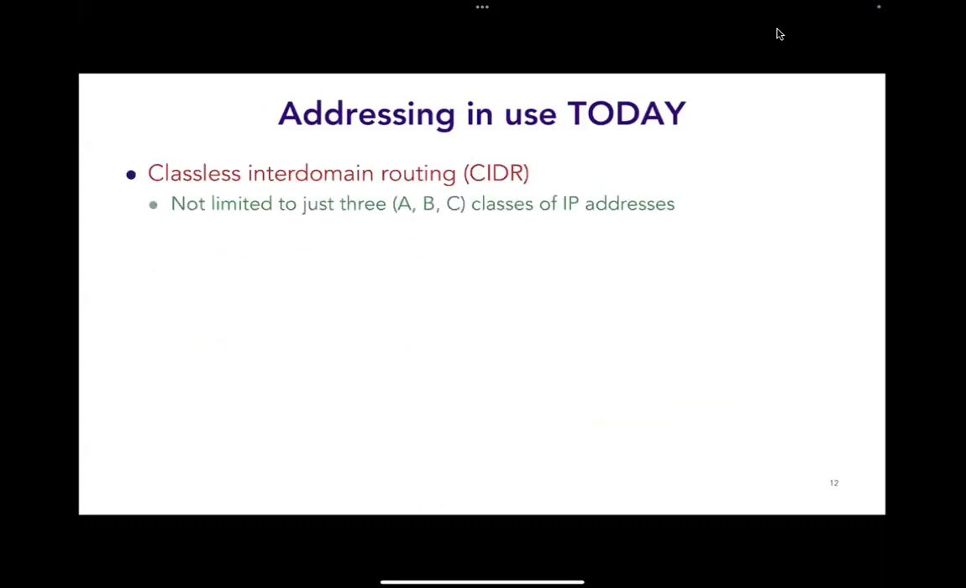Okay. So addressing which is in use today is classless interdomain routing. It's called classless interdomain routing. It is not limited to just 3 classes of IP addresses, which had 8 bits, 16 bits, and 24 bits as the subnet part. Classless interdomain routing, CIDR, says that you can have a subnet portion which can be any number of bits. It can be 16 bits, it can be 17 bits, it can be 19 bits, it can be 23 bits. And it is very common to have subnets which are even longer than 24 bits. Okay? So there is a variable length subnet or network part.